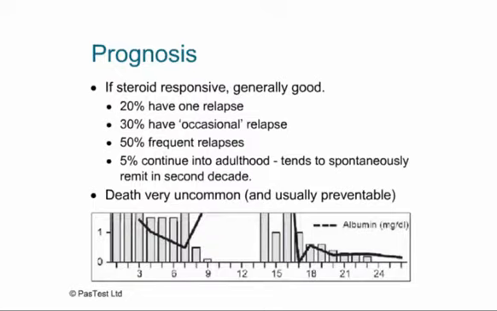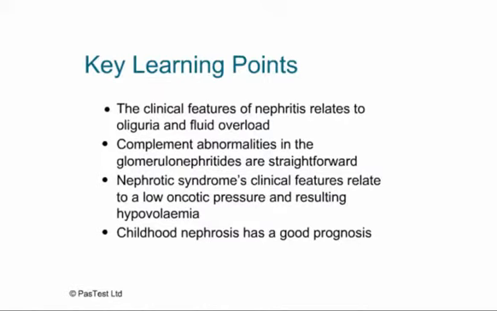Let's finally review the key learning points. The clinical features of nephritis relate to oliguria and fluid overload. Secondly, complement abnormalities in the glomerulonephritides we've seen are fairly straightforward. Nephrotic syndrome's clinical features relate to a low plasma oncotic pressure resulting in hypovolemia. And finally, childhood nephrosis has a good prognosis.